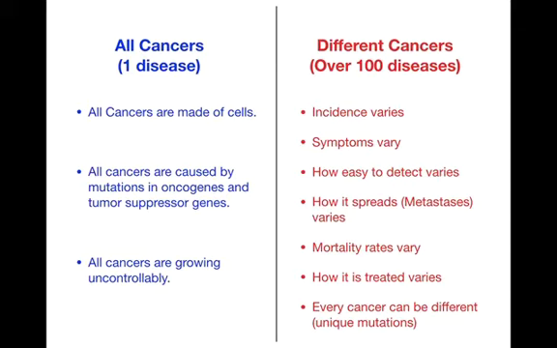How easy they are to detect varies. Some cancers are pretty easy to detect, others are very hard. How it spreads around the body is very different. The mortality rates, how likely you are to die or survive from a given type of cancer, are very different. How you treat it is different. And then, even within an individual cancer, two different melanomas, even though they are technically the same type of disease, can behave very differently depending on which mutations in which tumor suppressors and oncogenes you get. So, individual cancers within individual types are different.